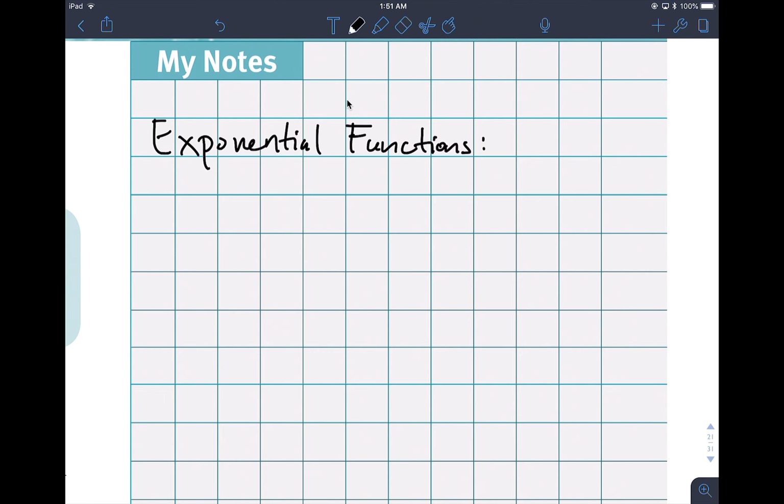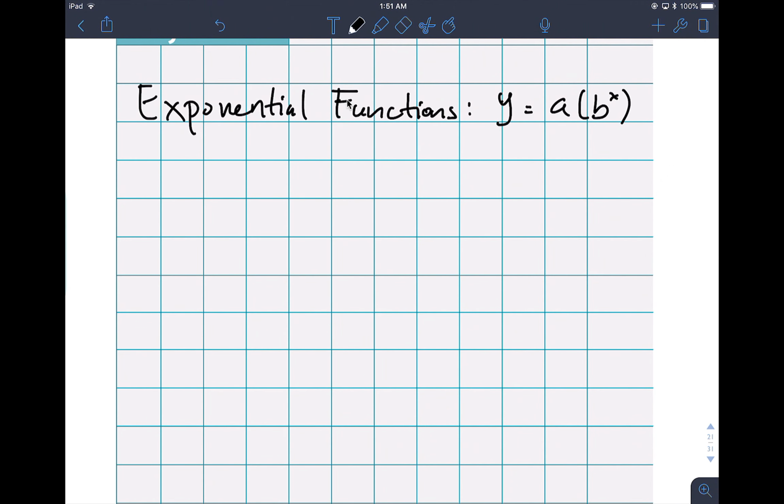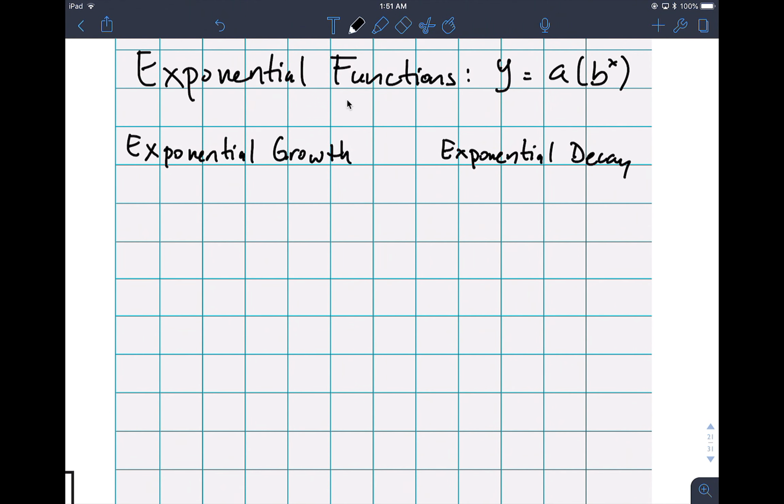and remember, exponential functions is in the form of y is equal to a times b to the x power. If you had a chance to see the video that I asked you to watch, there's two cases. We got exponential growth, or we can have exponential decay.